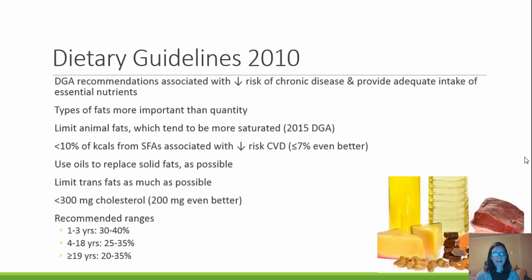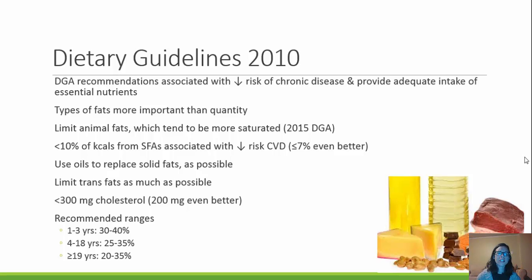So our dietary guidelines, we're kind of still between 2010 and 2015, but the guidelines recommendations are basically derived from evidence that shows us that these certain dietary practices are associated with decreased risk of chronic disease, especially cardiovascular disease, but still give us an adequate intake of essential nutrients.